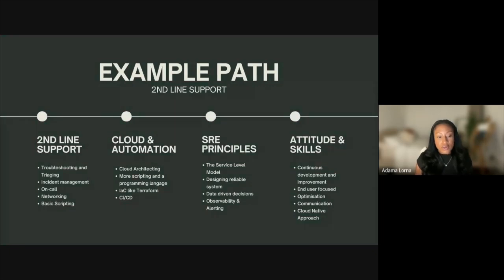So your next level is going to be then cloud and automation. Like we said, the architecting, things like Terraform. Finally, you're going to layer on your SRE principles on top of that, things like the service level model and observability.